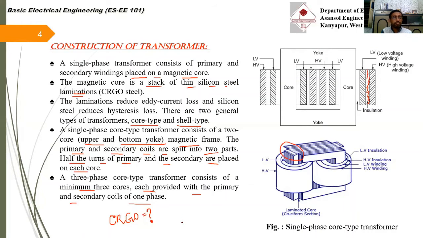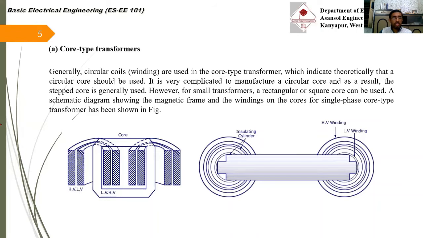Now, first is the core type transformer. These are the core type transformers. This is the cross section. Here you can see that the low voltage winding is wound first, and around it the high voltage winding. This is for the primary, and similarly for the other side also.